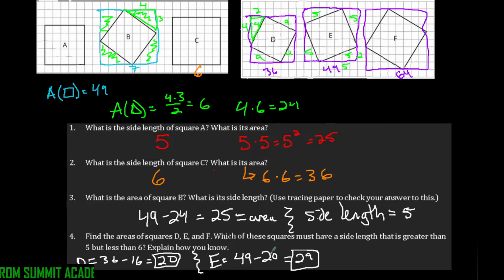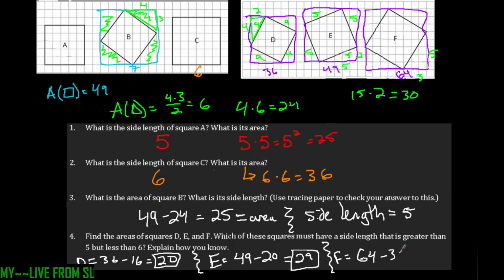And I can say for F, same idea. Let's find these triangles. So I have this side length is 3. This side length is 1, 2, 3, 4, 5. So that's going to be 15 times 2 to get each of those areas, which is 30. Now I have to take 64 minus 30. So 64 minus 30 is going to be 34.